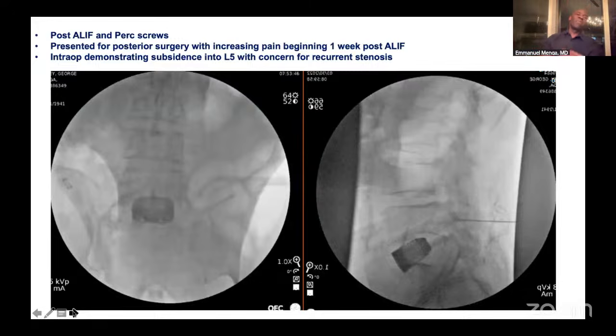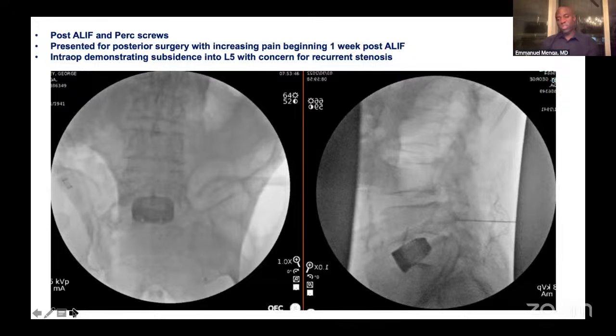On the day he came back for his percutaneous hardware placement at the L4-5 level, he reported that he had been having some worsening back pain over the past several days, which immediately made me think, okay, maybe something happened with the hardware. Maybe the hardware failed. Maybe he had fracture or subsidence, even though intraoperatively his bone quality felt pretty good.